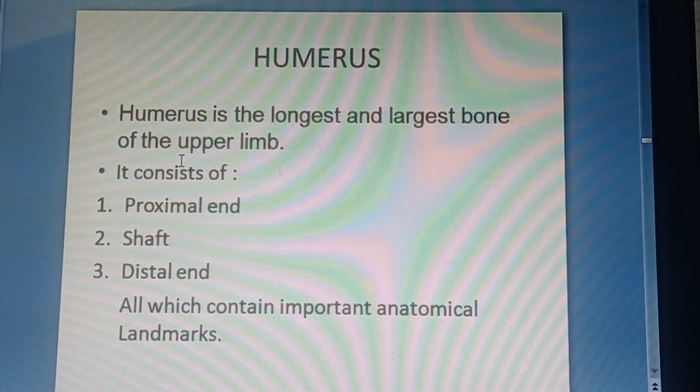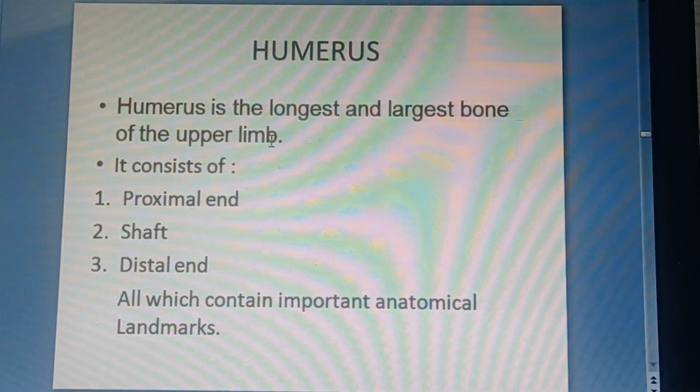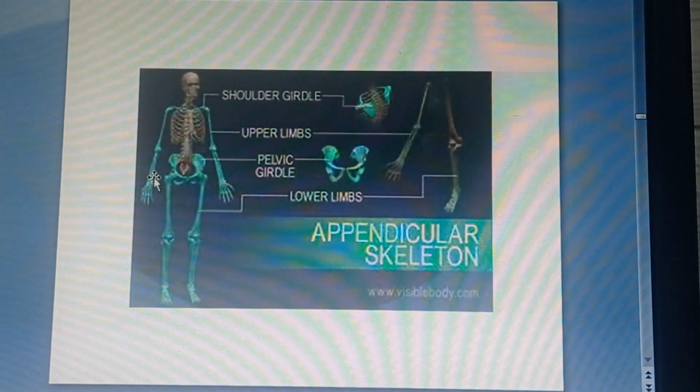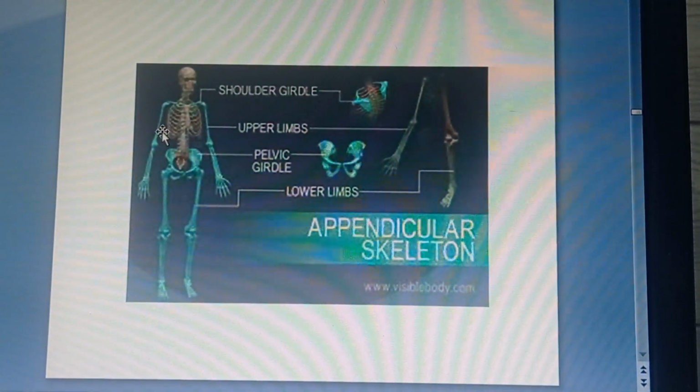Humerus. Humerus is the longest and largest bone of the upper limb. It is the longest bone of the upper limb, not of the body. So if we talk about this upper limb only, in all these 30 bones, humerus is the largest and the longest bone.